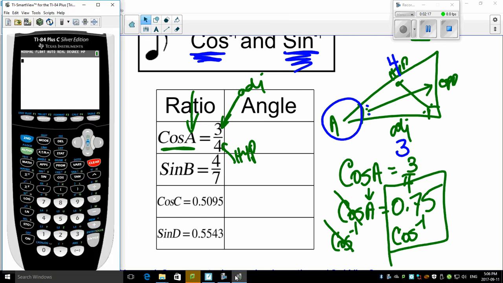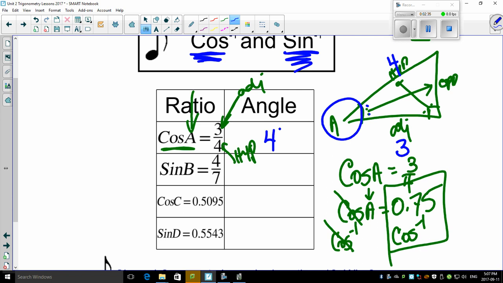Let's figure that out. Cos -1, which is second cos, there's your cos -1 of 0.75. Punch it. Oh, bracket first. Punch it. There we go. You got an answer of 41.4. So this works out to be about, to the nearest angle, 41 degrees. That's how this works. Check it again now with sine.